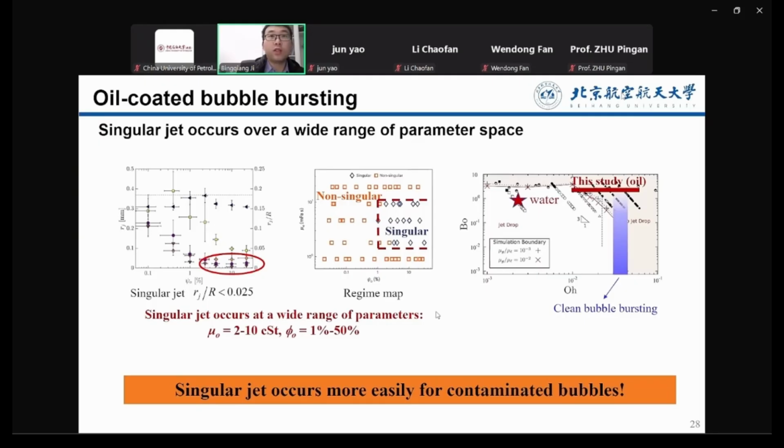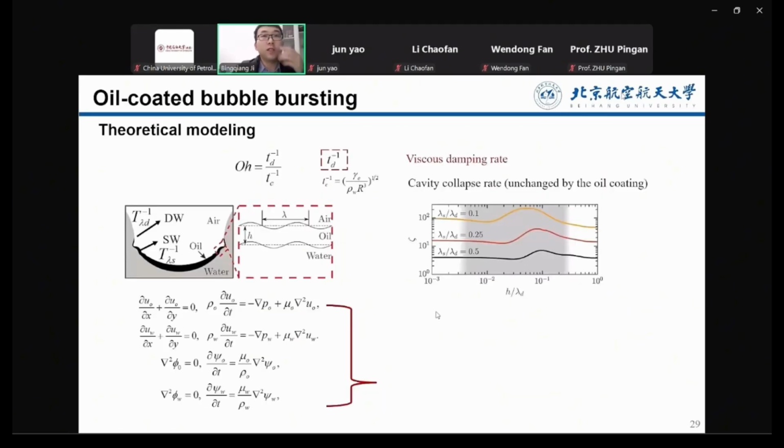And we also note that if you consider the dimensionless numbers defined with the properties of water or oil, the space of Ohnesorge number for singularity of an oil-coated bubble is much wider than that of a bare bubble. This means the singular jet occurs more easily for contaminated bubbles.